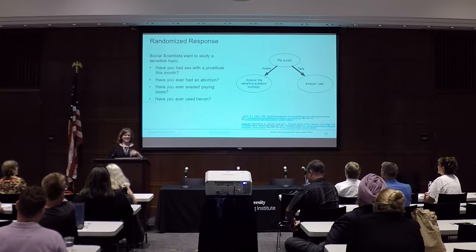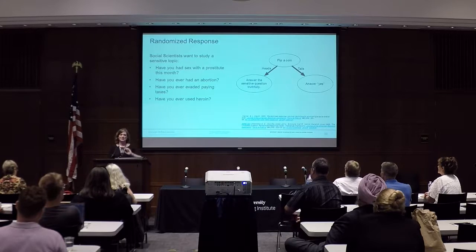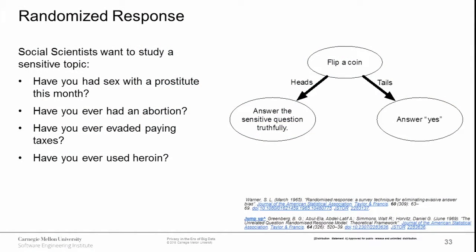And so the methodology they came up with was this. You're going to have the participants flip a coin. And if they flip heads, you're going to give me your answer. And if you get tails, you're just going to say yes. That way, for the people who are saying yes, you don't know if they're answering, yes, I flipped a tails, or yes, I had an abortion. You don't know. So you've given your participants plausible deniability.